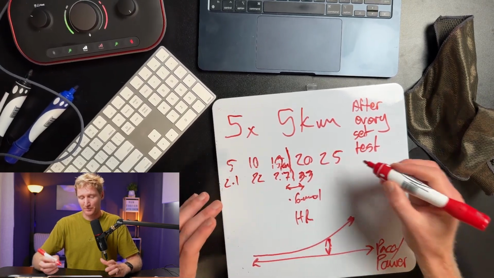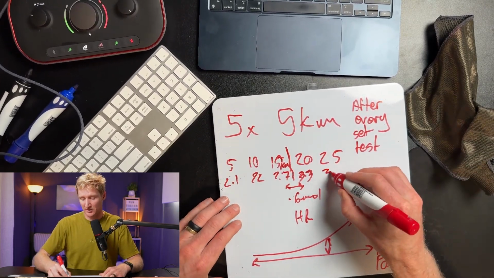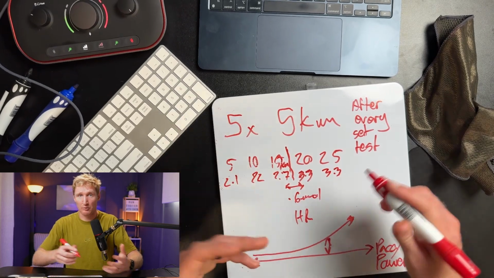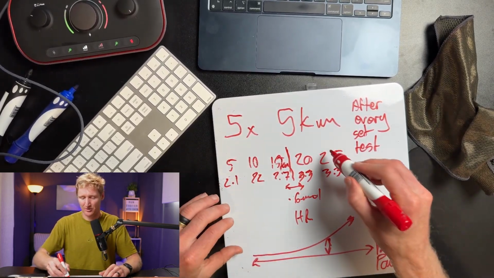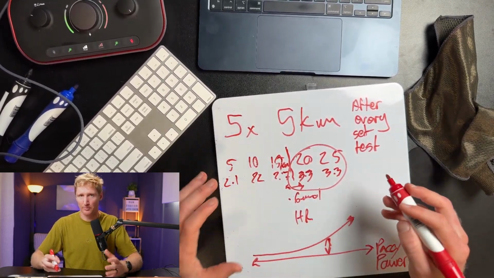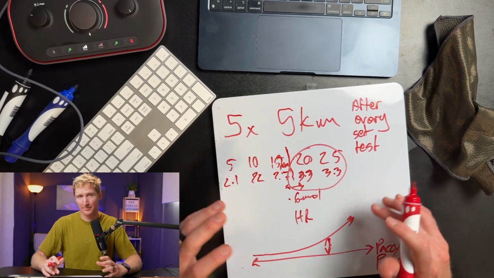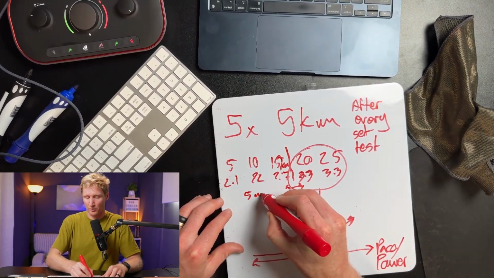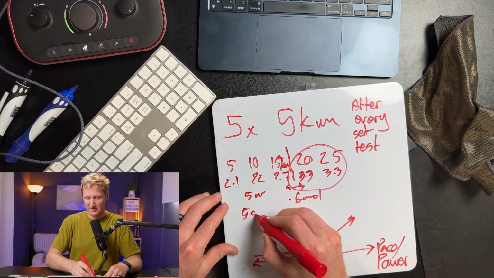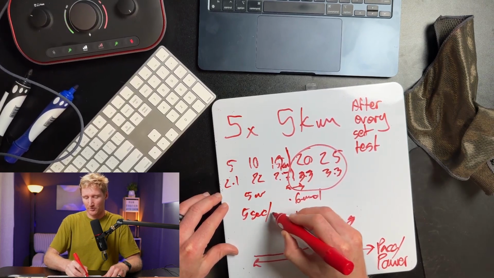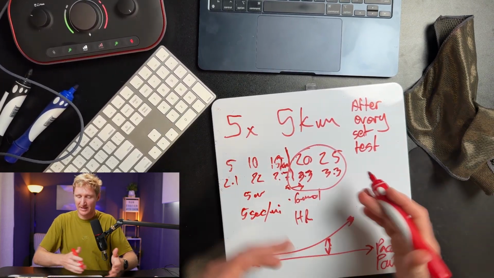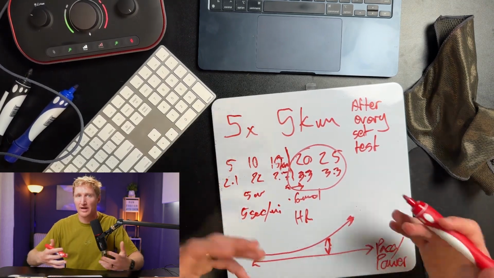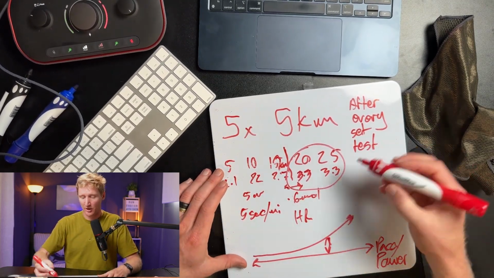Then at 25, you're going to go one of two ways. There's going to be 3.3 again or around there, and you're like, okay, so I definitely need to work more on back end fitness and capacity. Maybe I should slow down by 5 watts or say 5 seconds per K or per mile at the beginning to see where I am in terms of my marathon capabilities.